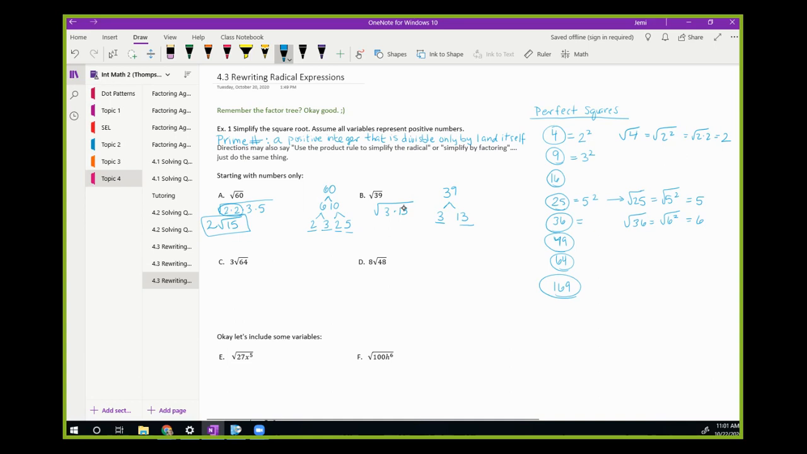There's no pairs. There's no perfect squares inside of this. So there's nothing that I can bring out. Well, whatever's left inside, I just have to remultiply. So I get the square root of 39. And that's it. I can't simplify this.